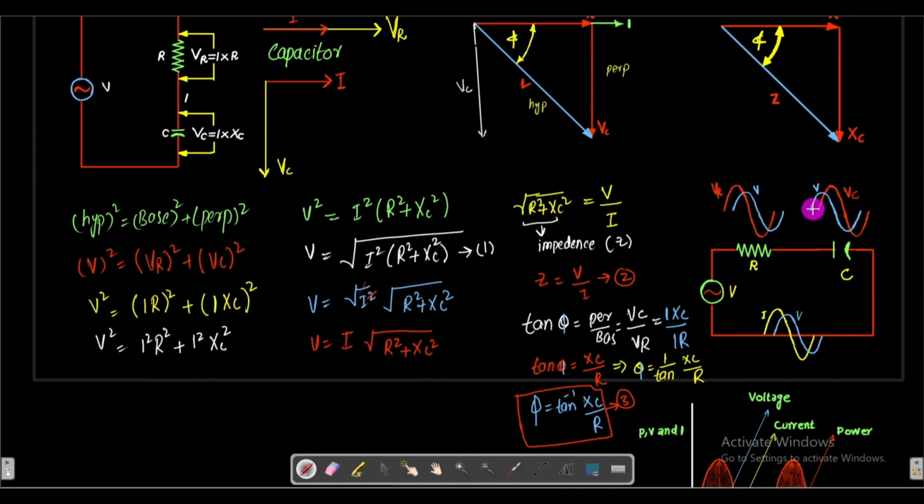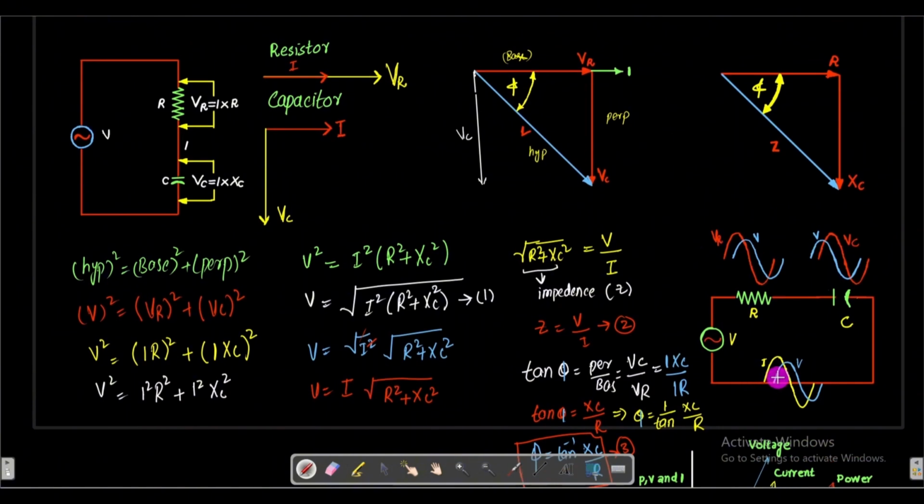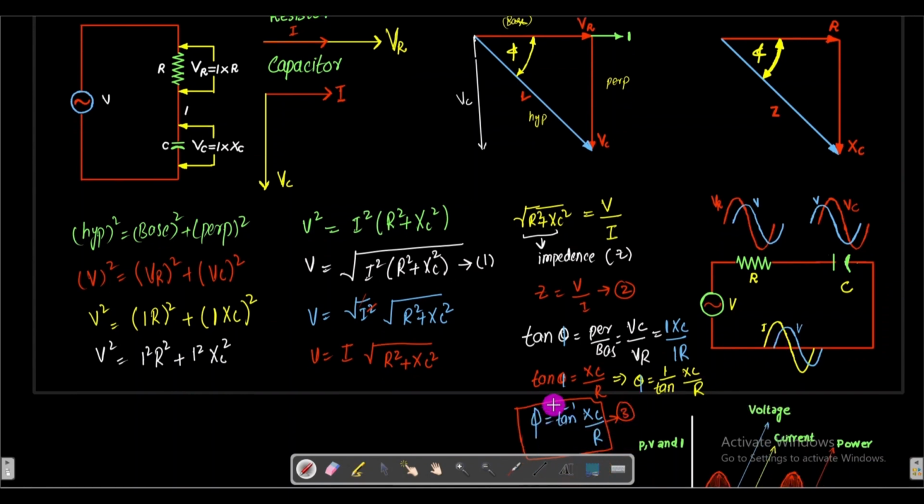This V is lagging behind this VC, and the number of degrees by which this V is leading this VC is given by this expression: phi is equal to tan inverse XC by R. Okay, and similarly we have this voltage, and this is the current I, and here is also the angle. Okay, and that is given by this.